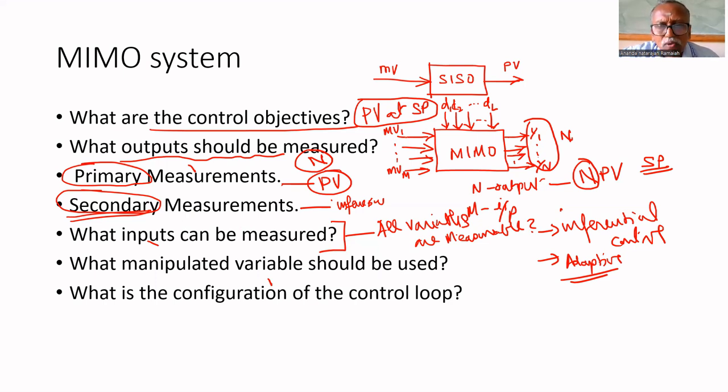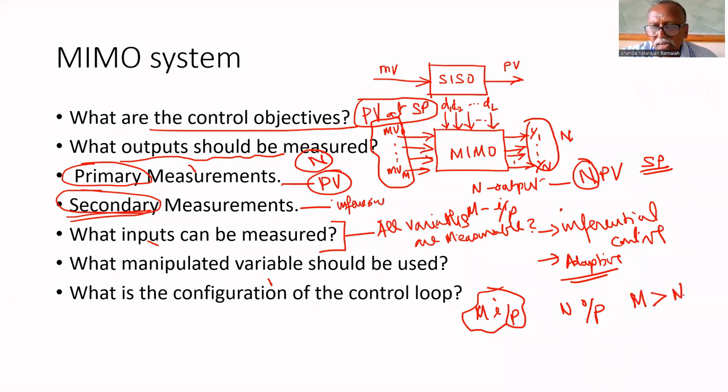Here, how many inputs are there in a MIMO system? Multi-input, multi-output system. M inputs are there and N outputs are there. What manipulated variables have to be used? Because M is greater than N. N is the number of process variables. M is the number of manipulated variables. Always M is greater than N.